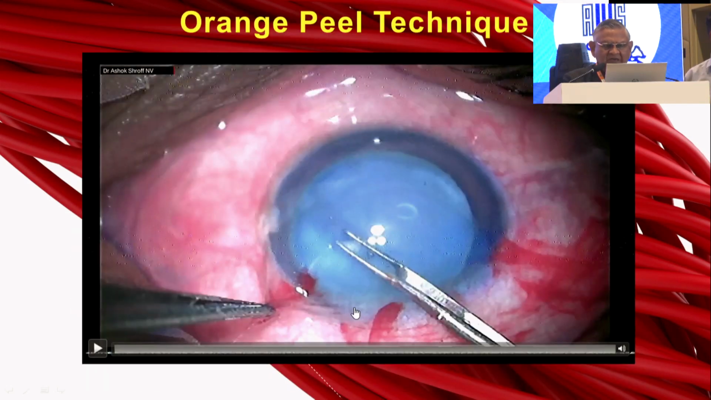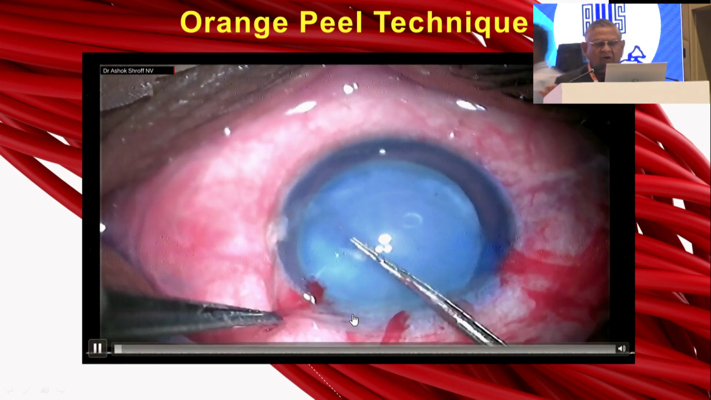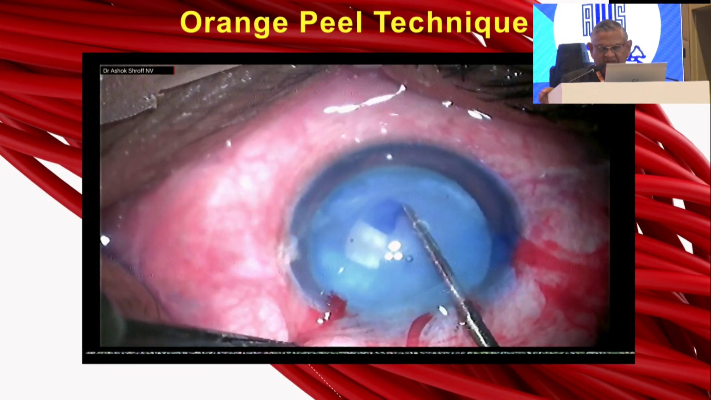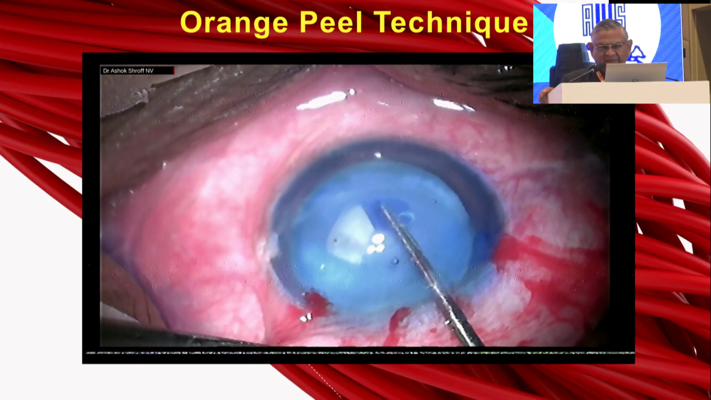There is an orange peel technique where we initially make a small rhexis. It's a reverse rhexis, just to make sure that it doesn't extend.